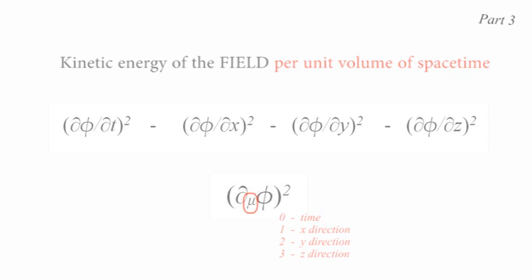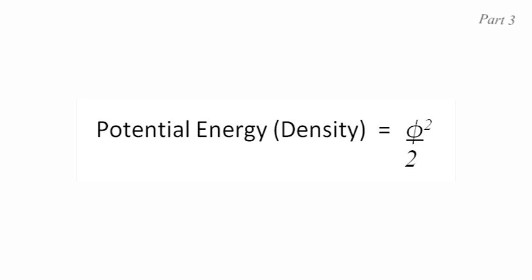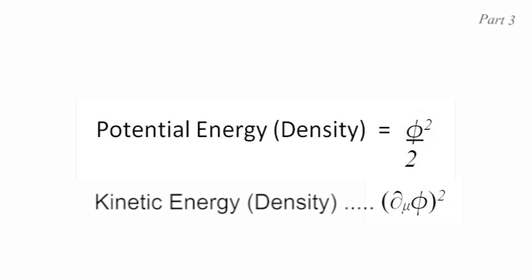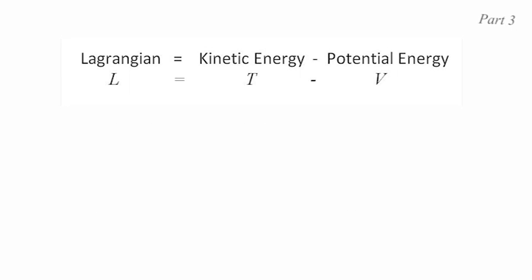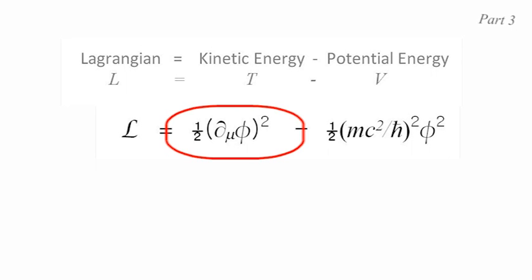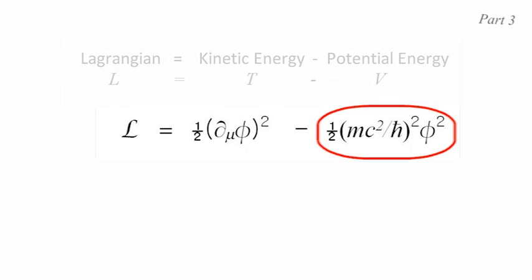So given these 2 facts, that the potential energy per unit volume for a field is some constant times phi squared, and the kinetic energy per unit volume depends on this 4-term differential, it should not seem unreasonable to you that I suggest that the expression for the Lagrangian density of a scalar field, which is kinetic energy minus potential energy, could be written like this: L equals a half d mu phi squared minus a half (mc squared over h bar) all squared times phi squared.